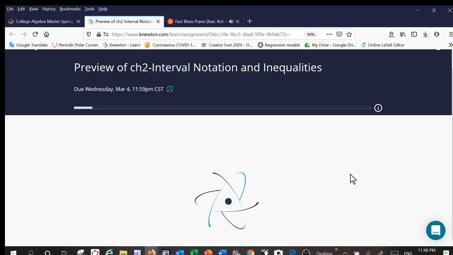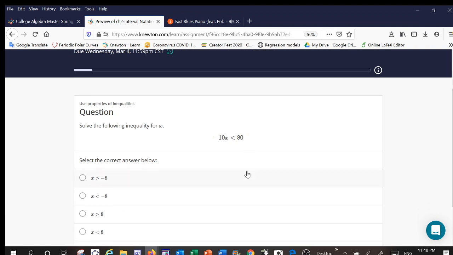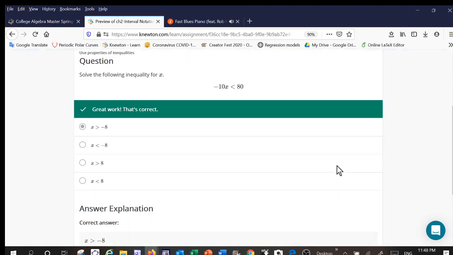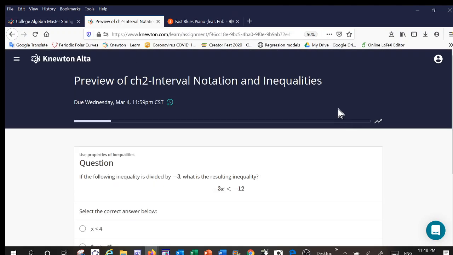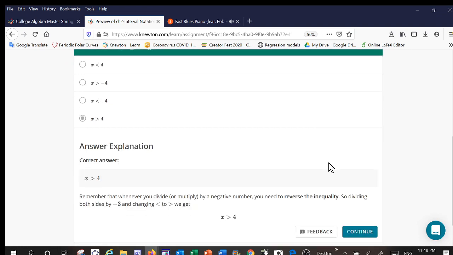What about this one? Well, again, we have to divide both sides by negative 10. So I have to change the direction. It would be x greater than negative 8, because you divide by negative 10. Okay, what about this one? You have to divide by negative 3, and we get x greater than 4. You have to change the direction.